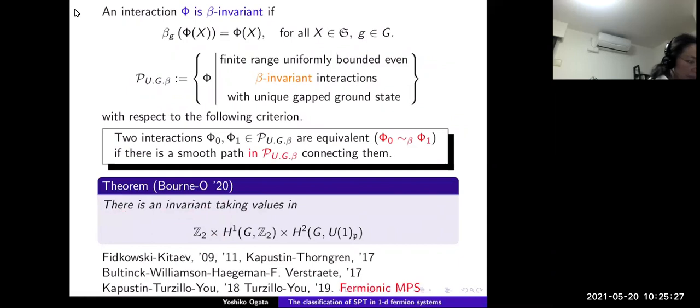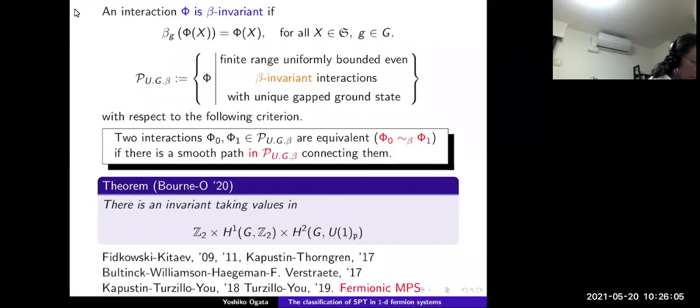So that is the main thing I would like to tell you. I would like to devote my time for this. And of course, we are not the first one to think about such a problem, and there are many famous papers on this subject, based on Majorana chain or TQFT or Fermionic MPS. And our contribution here is that we carry it out in general setting.